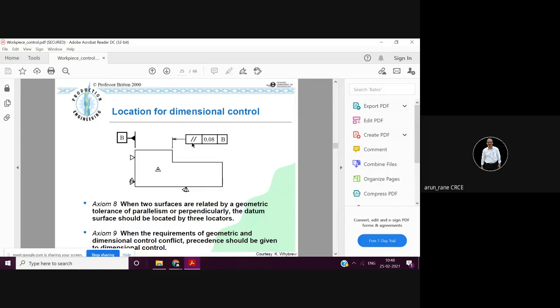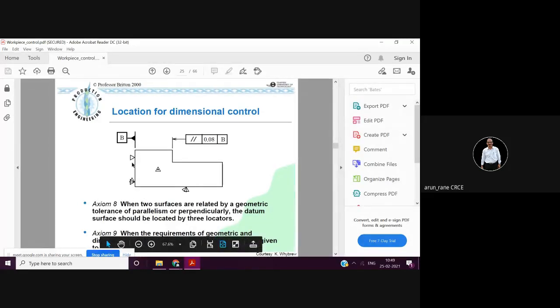So perpendicular means, suppose it is perpendicular, this surface should be perpendicular to the other within 0.08. Now Axiom 8 is: when two surfaces are related by a geometric tolerance of parallelism, this is the symbol of parallelism or perpendicularity, the datum surface should be located by three locators. That means for this surface you have to give three locators. This is the datum surface. This is the symbol for the datum surface. This is the meaning of Axiom 8.